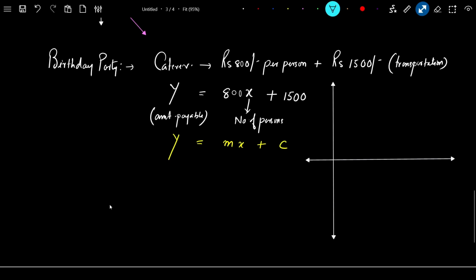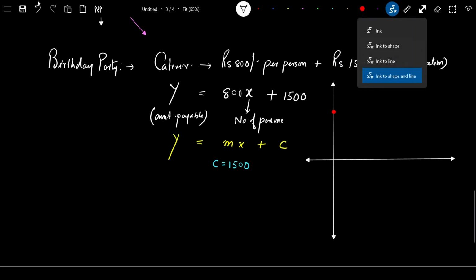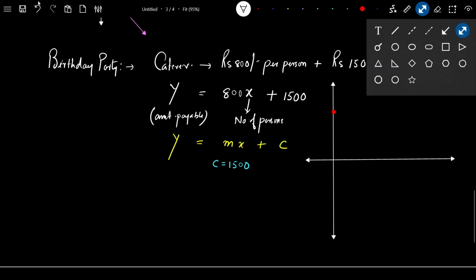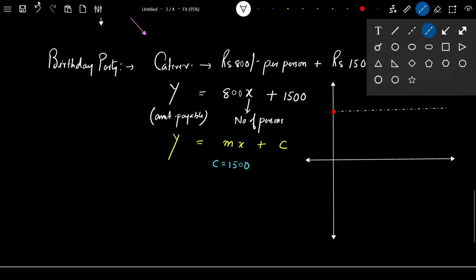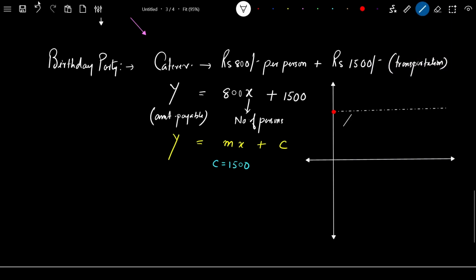So what is the value of c in this equation? Let's see the value of c first. c is 1500. That means the first point that I plot is 1500. Now look at the beauty of this. Irrespective of how many people attend my birthday party, I have to shell out 1500 rupees to the caterer towards transportation. So this part I have to pay.